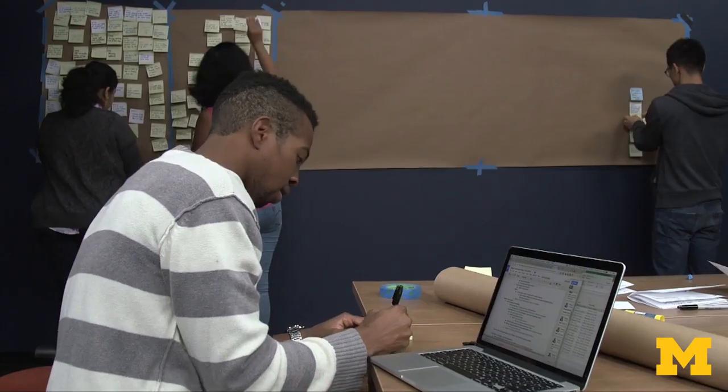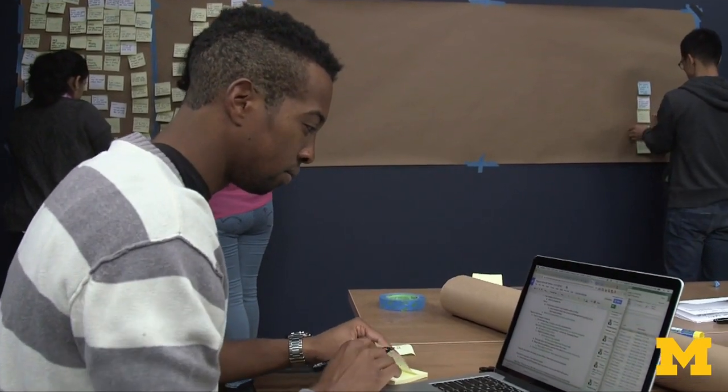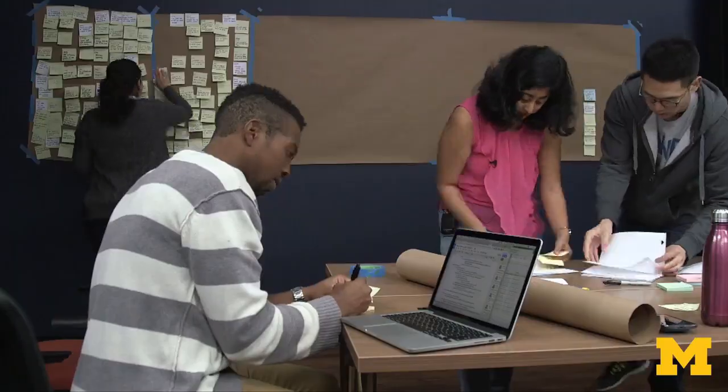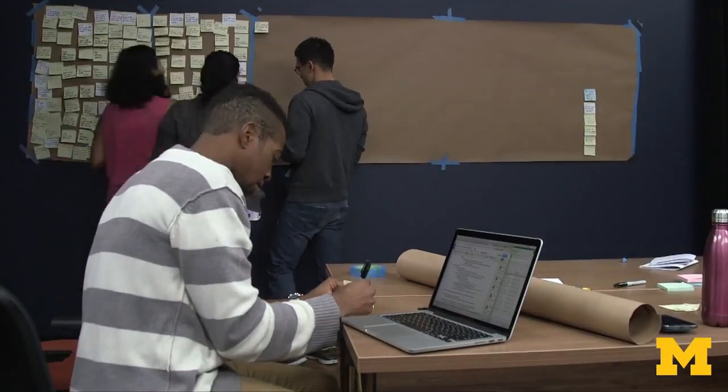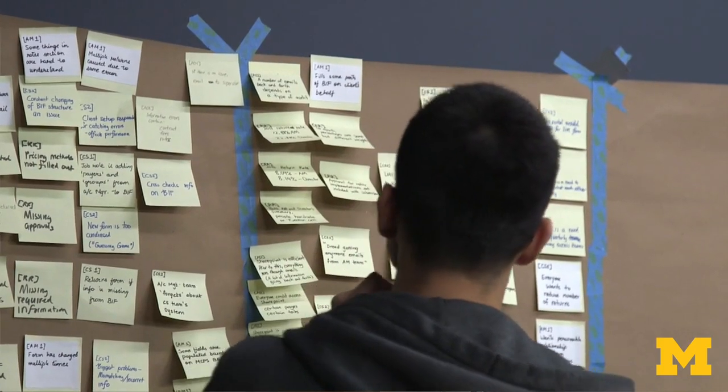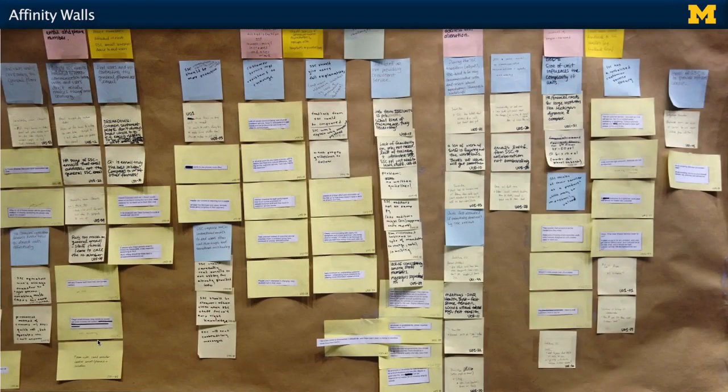Affinity walls are one way to do qualitative data analysis. Here's a time-lapse video of people constructing an affinity wall. And you can see over time how there are different phases. Initially, the affinity notes seem to be scattered all over the place chaotically, but over time, they become more and more structured.